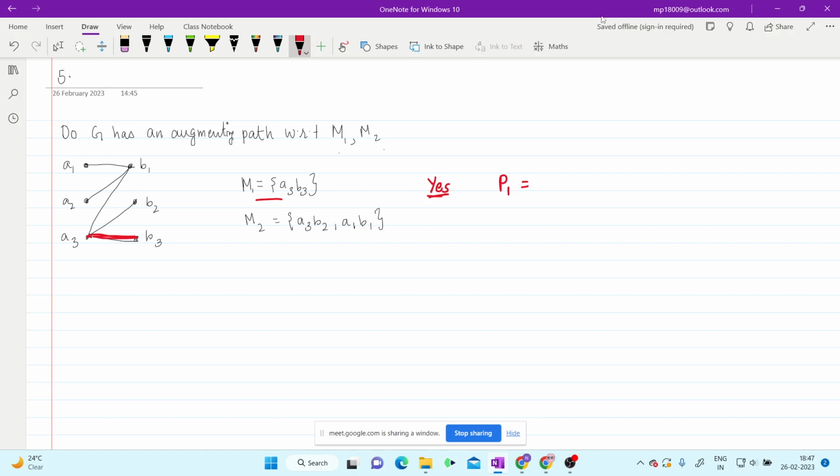So these are the matched vertices. An augmenting path should start from a vertex which is unmatched. So if we take A2, we see that A2 B1 is an augmenting path. And similarly, I'm leaving as homework that there is another augmenting path, and you try to find it.